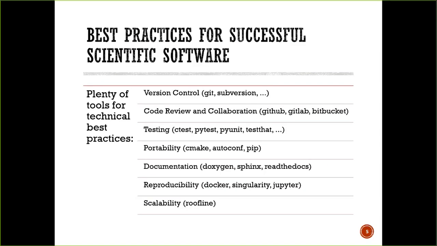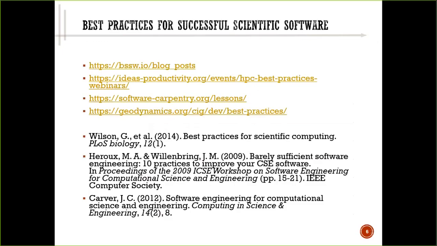And we not only have all of these tools available, there's also a lot of information available about how to use these tools. The Better Scientific Software website has regular blog posts. There is this webinar series by the Ideas Project. There's the Software Carpentry, who teaches basic lessons about sustainable software. The Computational Infrastructure for Geodynamics has its own list on geodynamics.org. And there are also all sorts of publications, journal articles, or whole books written about how to design a successful and sustainable scientific software project.